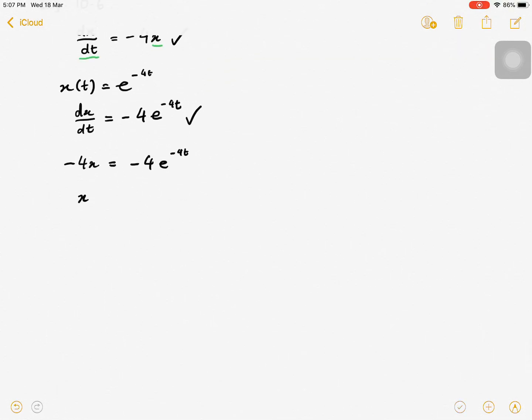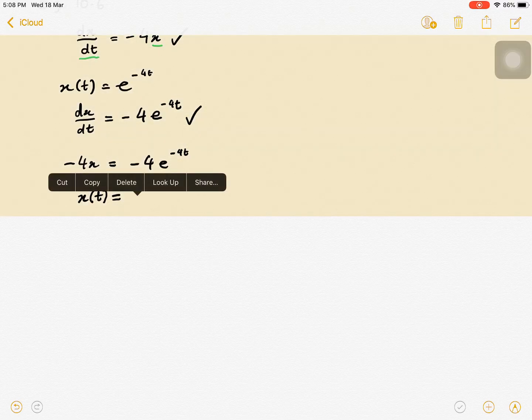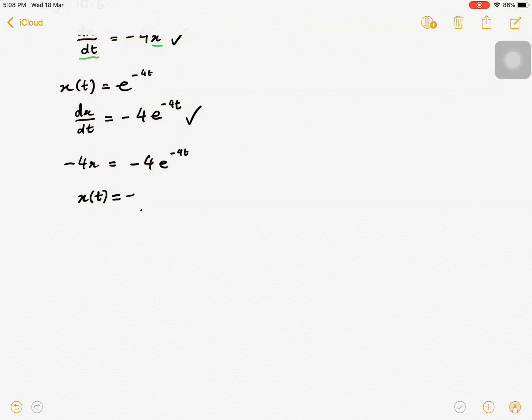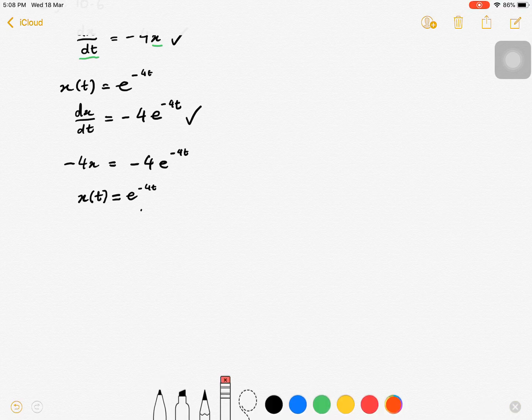So x in terms of t is equal to e power of negative 4t. Okay, so this is the solution.